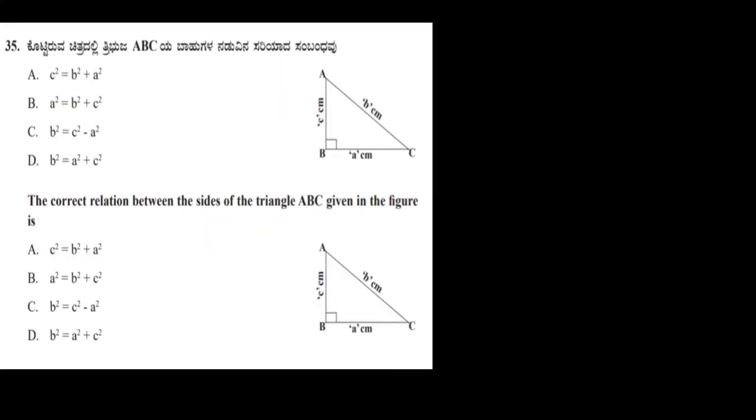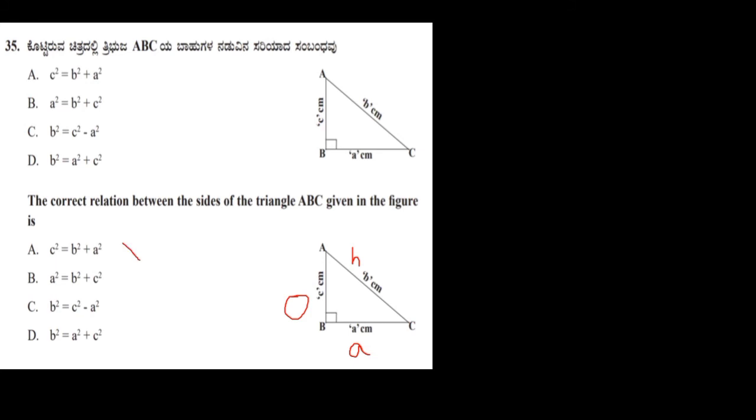The correct relation between the sides of triangle ABC given in the figure is. Here they gave the triangle and we need to check which is correct. Here we have hypotenuse as b, opposite as c and adjacent as a. That means hypotenuse square is equal to opposite square plus adjacent square, or adjacent square plus opposite square. First one we have c square. That means c is the opposite. It's not possible.